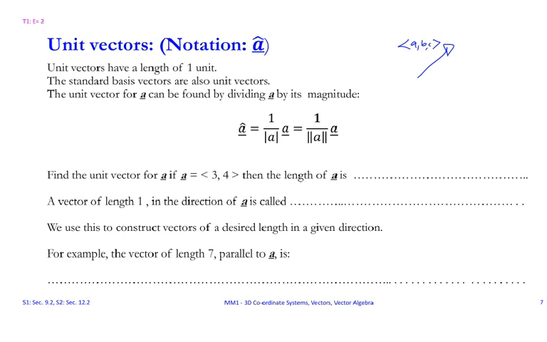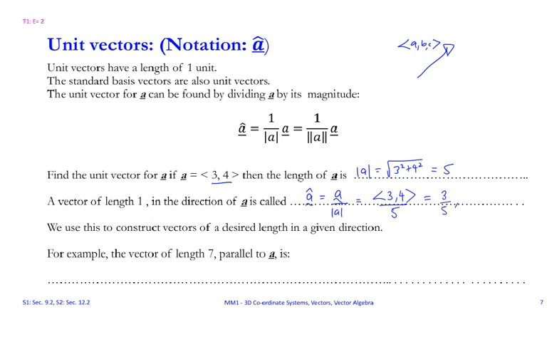So find a unit vector for a. If a is (3, 4), then the length of a is the square root of 3 squared plus 4 squared. So it's just the magnitude. A vector of length 1 in the direction of a is called the unit vector. And that's going to be a divided by the magnitude of a. So it's (3, 4) divided by 5.